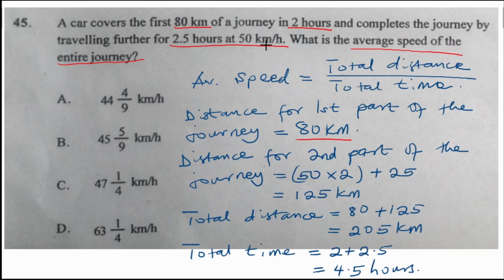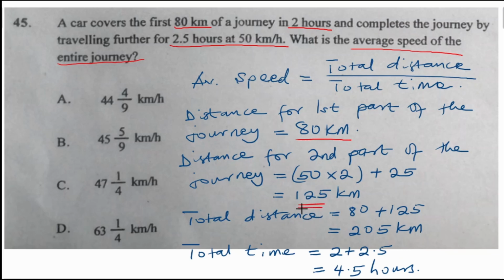The speed for the second part of the journey is 50 kilometers per hour. It means that for every 1 hour, the car travels 50 kilometers. So if the car travels 2.5 hours, then it means that for the 2 hours, the car will travel 100 kilometers because every 1 hour it travels 50 kilometers. So for 2 hours to travel 100 kilometers, that's why we have the 50 times 2, because 50 for 1 hour and 2 hours will be 50 times 2. Then the half hour which is left, 30 minutes, will be half of the 50 that you travel in 1 hour, which is 25. So that's how we got the 125 kilometers.